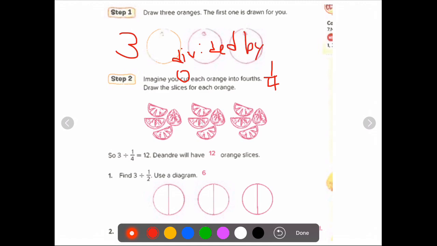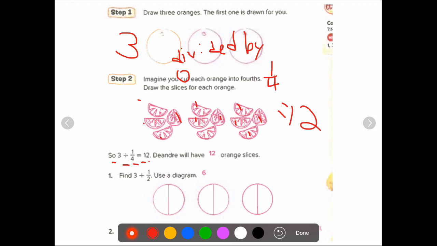And how many pieces do we end up with? 1, 2, 3, 4, 5, 6, 7, 8, 9, 10, 11, 12. We end up with 12. So 3 divided by 1/4 is equal to 12.